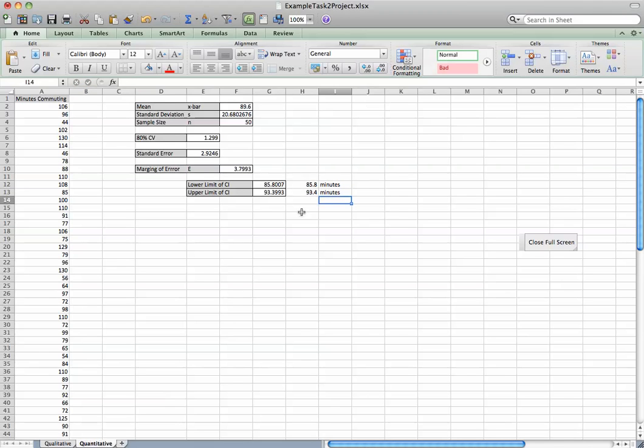And so my confidence interval would be that mu is between 85.8 minutes and 93.4 minutes. And that would be how I would do a confidence interval for my true mean of the population.